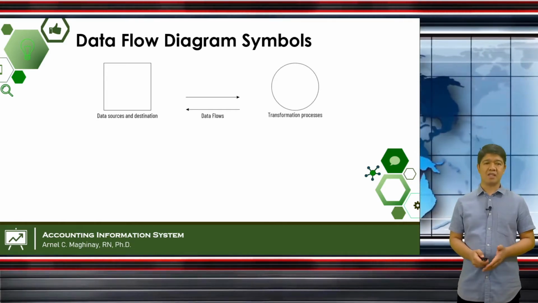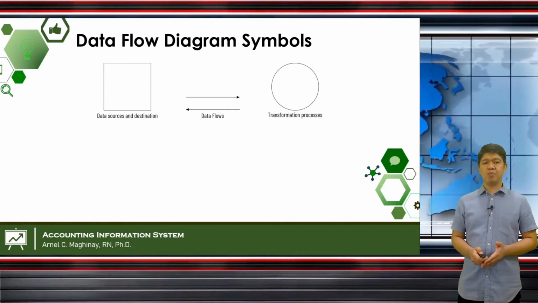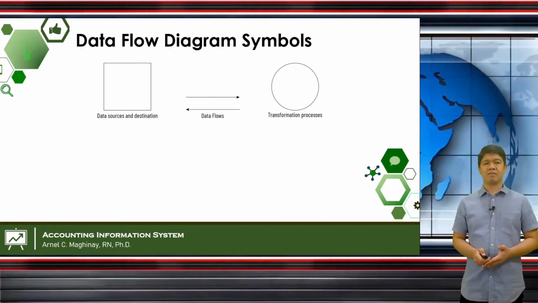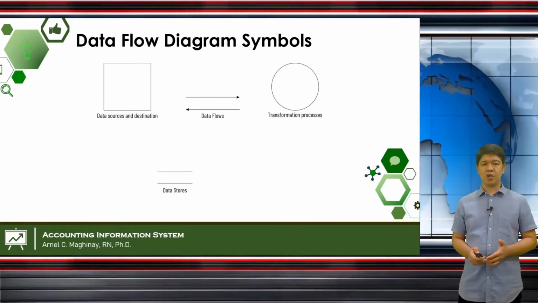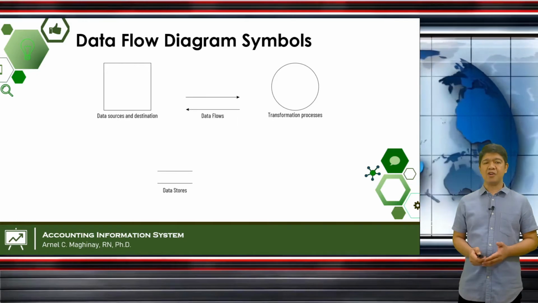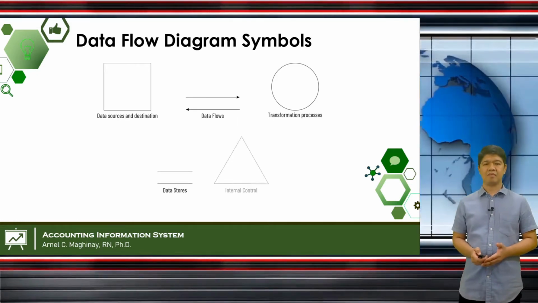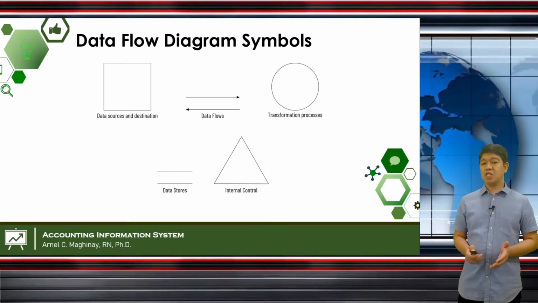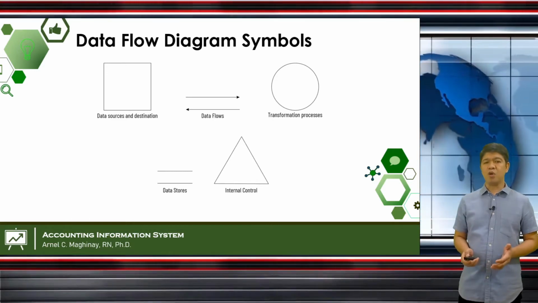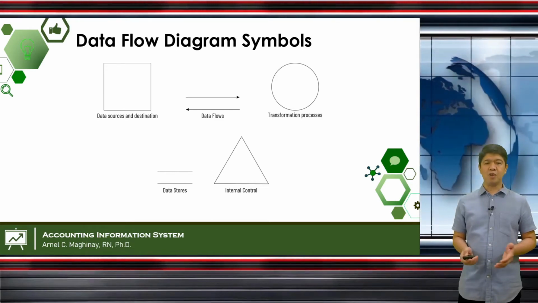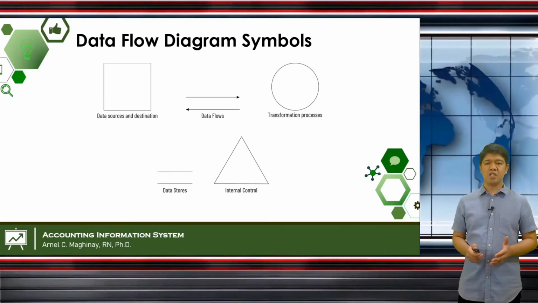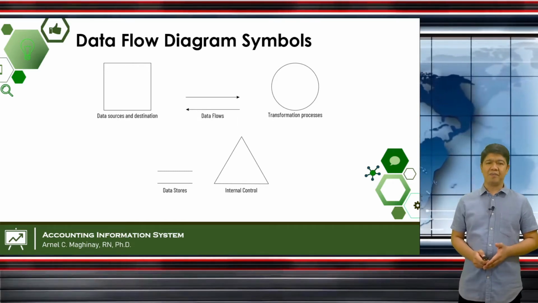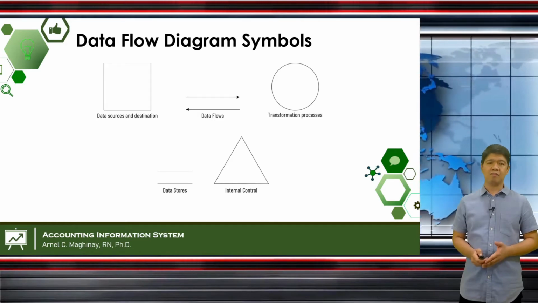We have the processes, which represent the transformation of data from inputs to outputs. And we also have the data store, which is considered the repository of the data. And lastly, we have the internal controls: the processes and procedures implemented within a business organization to provide reasonable assurance that data is processed correctly, assets and information are safeguarded, and applicable laws are followed.